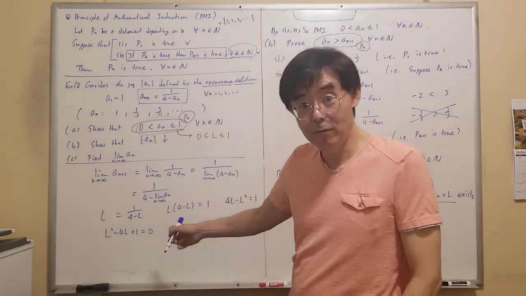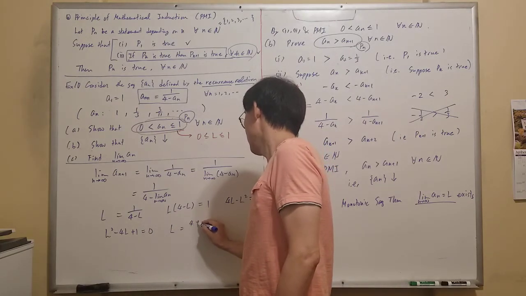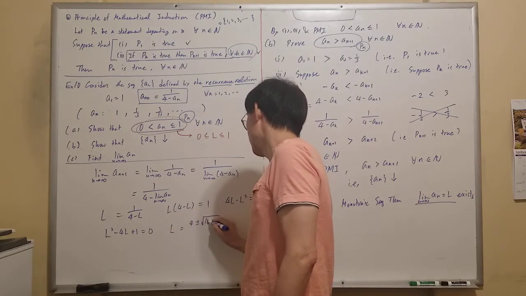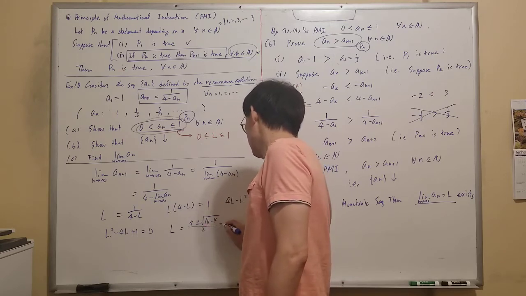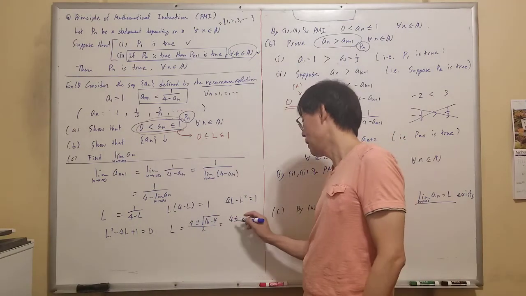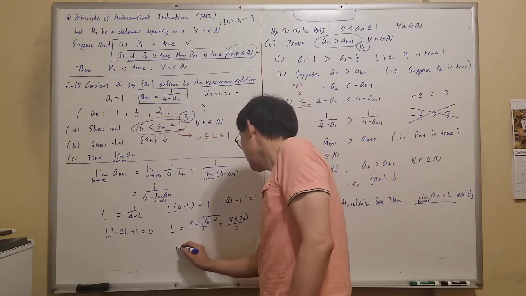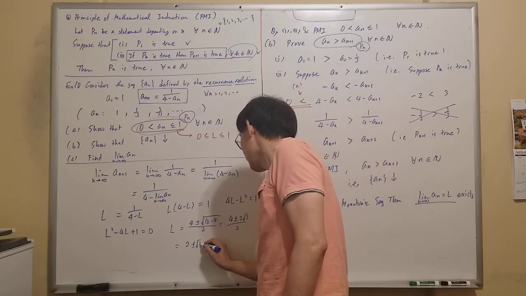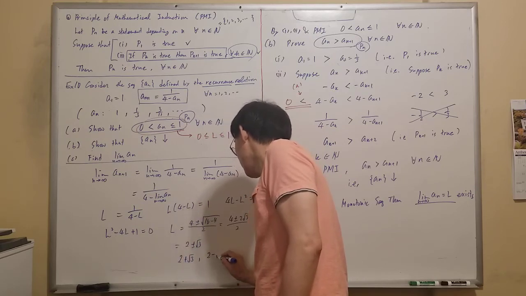So we have to solve a quadratic equation. Minus b plus or minus the square root of b squared minus 4ac. 4 plus or minus the square root of 12. The square root of 12 is 4 times 3, so 2 square root of 3, over 2. 2 plus or minus square root of 3. So 2 plus square root of 3 or 2 minus square root of 3.